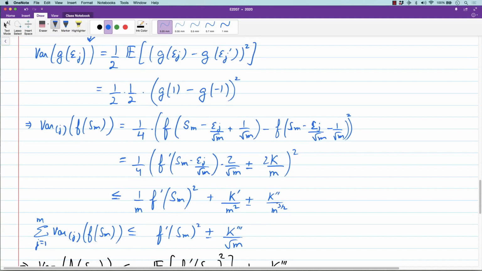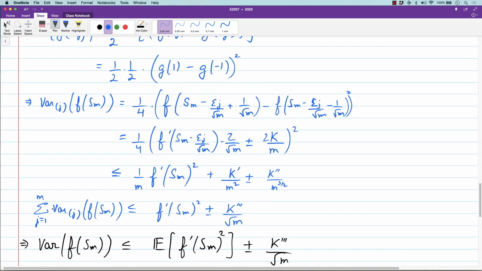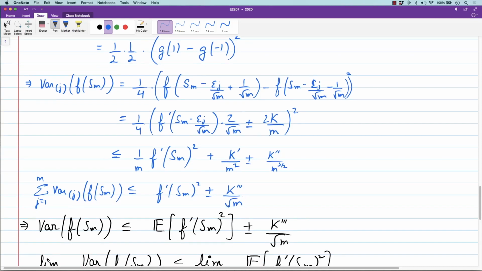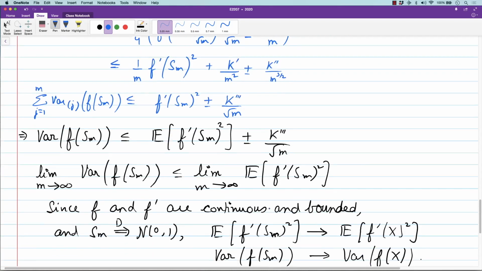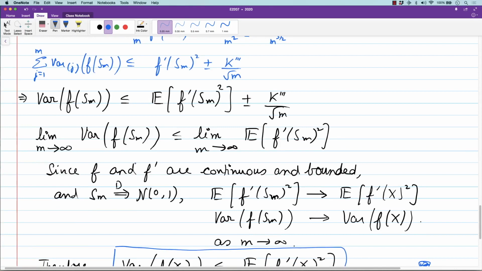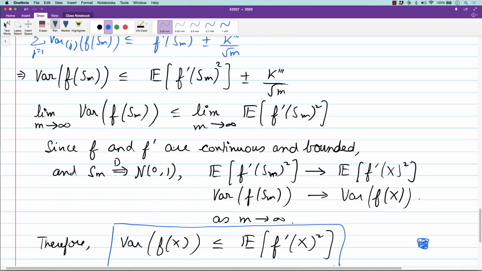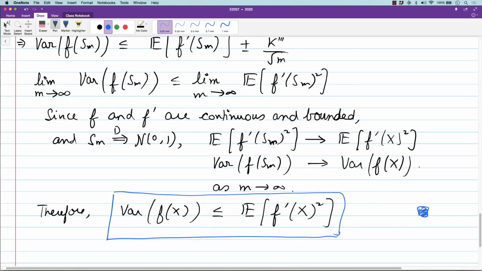And that gave you a bound for the variance of f of sm in terms of just the f prime sm at that point plus some small change, but there was a division by root m. So when you take the limit m going to infinity, this extra fudge term goes away and you are just left with this clean inequality. And finally we notice that since sm goes to Gaussian in distribution, for any continuous function f and f prime, both these things will go to the variance of f of x and the expected value of f prime x squared. Okay, that's the proof.